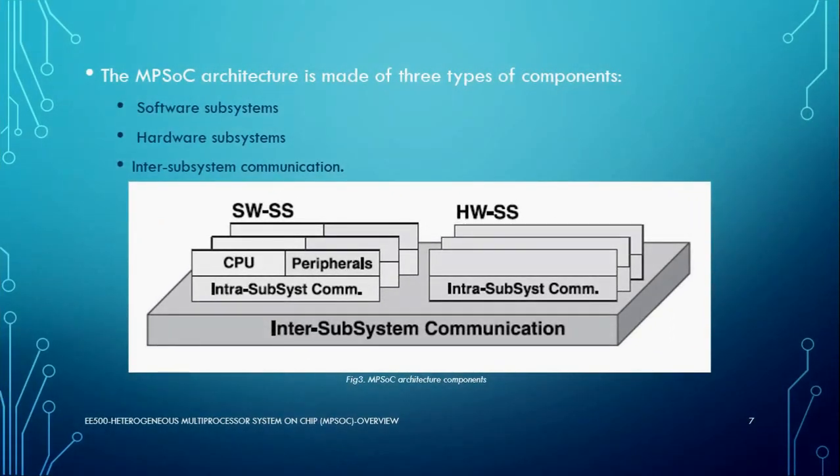Every MP-SoC architecture is made up of three types of components. First is the software subsystem, then the hardware subsystem, and inter-subsystem communication. As we all know, to connect hardware and software, we require inter-subsystem communication. It can be first in first out protocol or global interconnection networks like network on chip. There are various routing algorithms for network on chip architectures specifically, but we'll not go into the basics of them. We'll talk now about software subsystems and hardware subsystems.